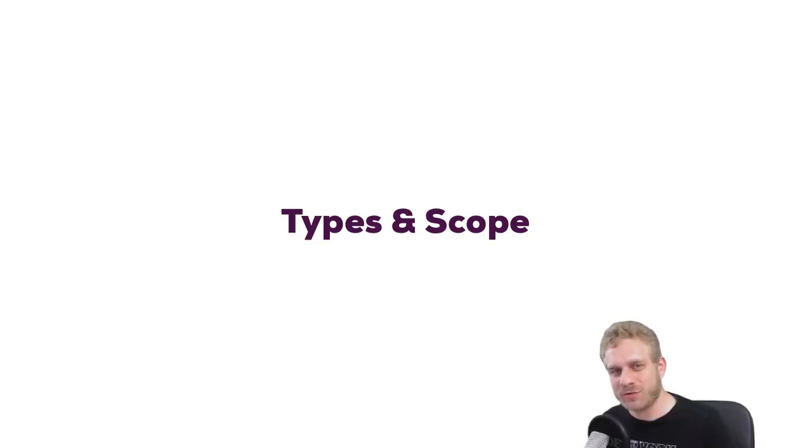Welcome to the next module, which is about types and scope. Now, you already learned something about types in the previous module, about the different types variables can have, but the types you saw there can be categorized into categories, and I want to talk about that, and I'll explain what scope is and why it is important. So let's start with the types.